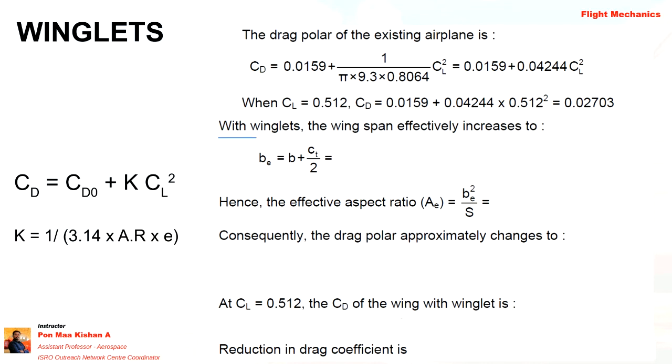First of all, the span length will be changing. When the wing span is changing, the aspect ratio will be changing. When the aspect ratio is changing, the factor K, the constant factor K, will also be changing. When the factor is changing, our drag will also be changing. So how will the effective span length be calculated?